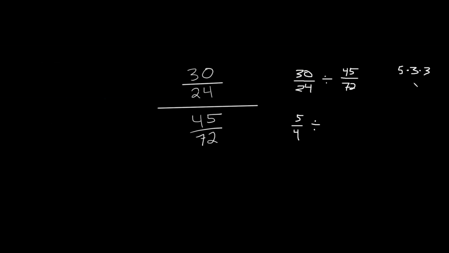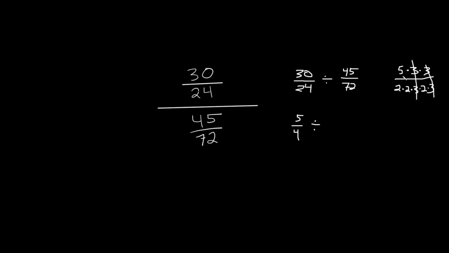Okay, and then 72 can be broken into 2 times, well, what's 72 divided by 2? That would be 36. And then 36 can be broken into 6 times 6. And each of those 6's can be broken into a 2 times 3. So 2 times 3 times 2 times 3. And then we can cancel out both of these 3's.